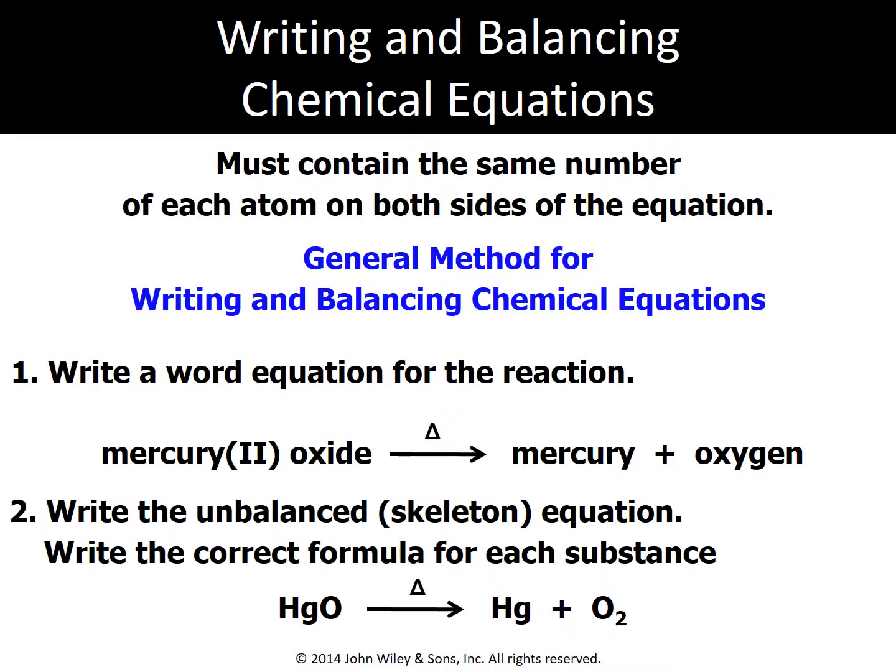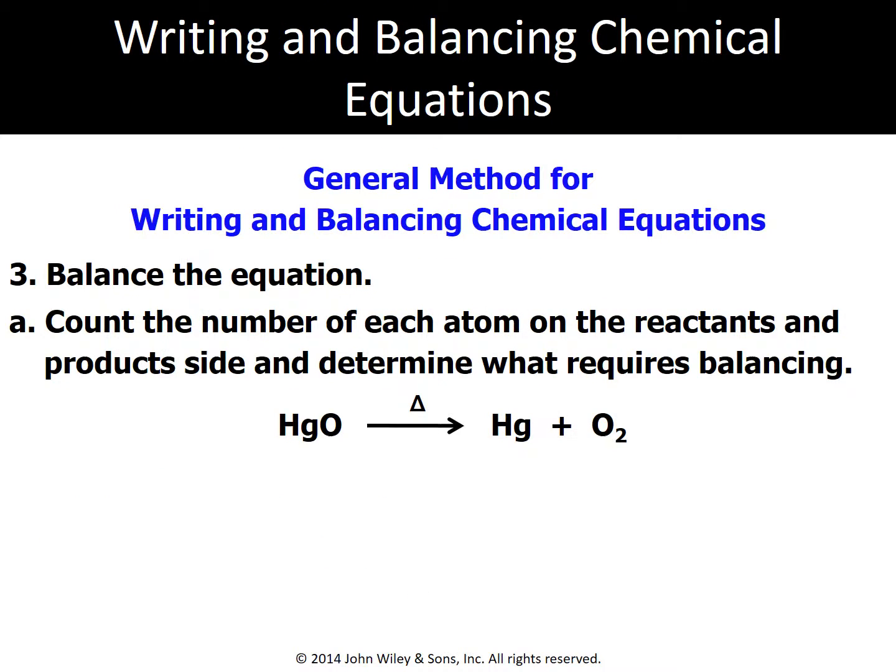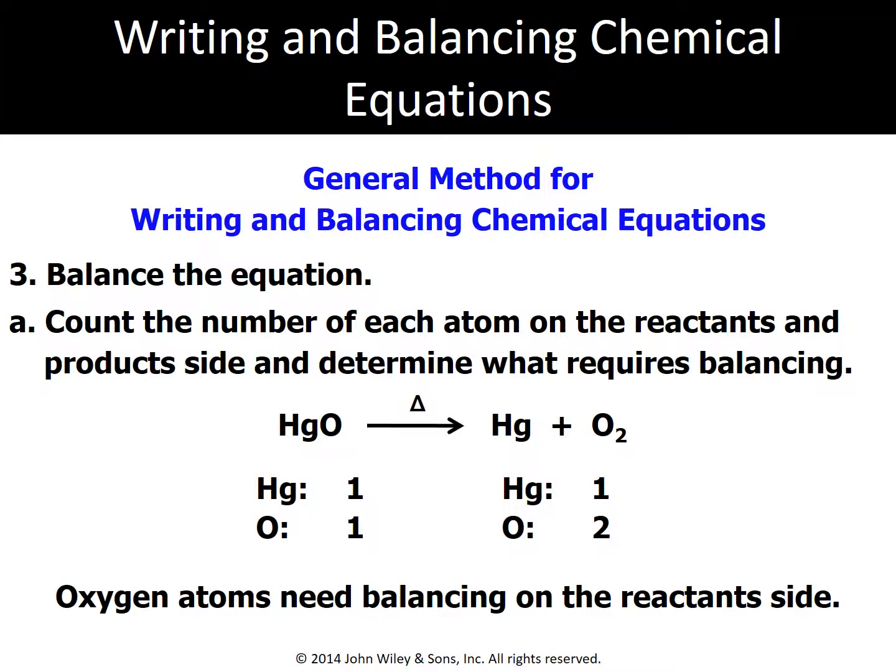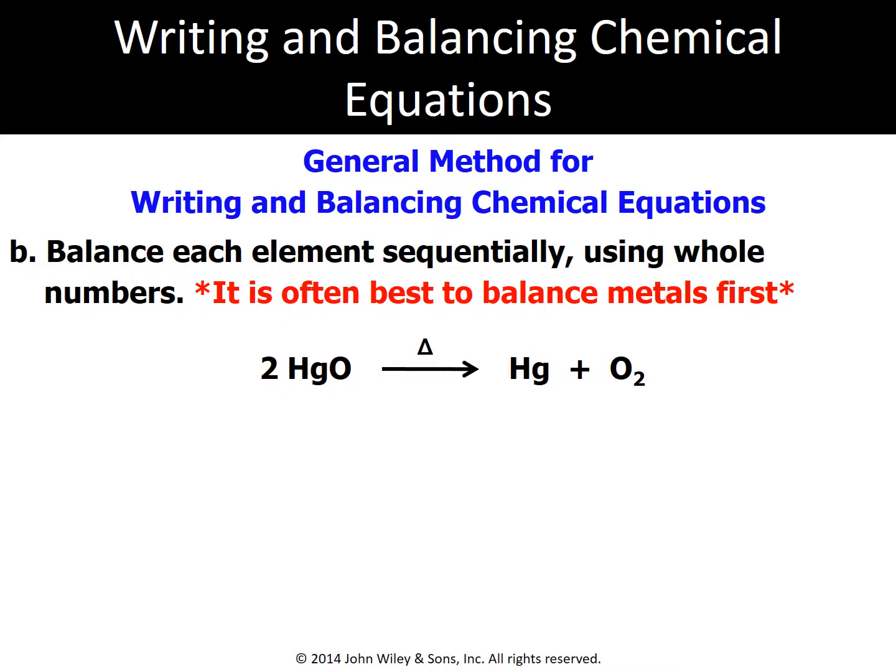How you need to get practice with these is just keeping track. As we have 1 and 1, we have 1 and 2. Remember, subscripts are going to become increasingly important during this process. We're going to need to change how many oxygen atoms we have on our reactant side, so we can go ahead and put our coefficient in front. We're going to have 2 HgO yields Hg plus O2.